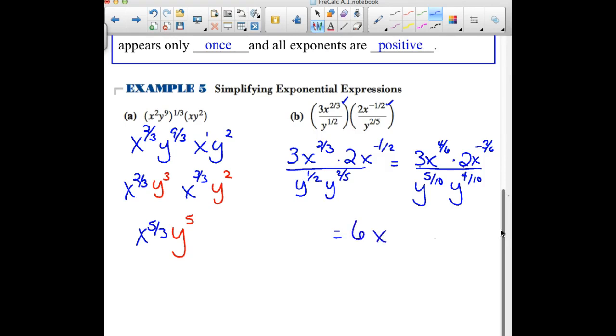X, adding those exponents, 4/6 plus a negative 3/6 would be 1/6. On the bottom, we have y to the 5/10 times y to the 4/10. We add them, y to the 9/10.